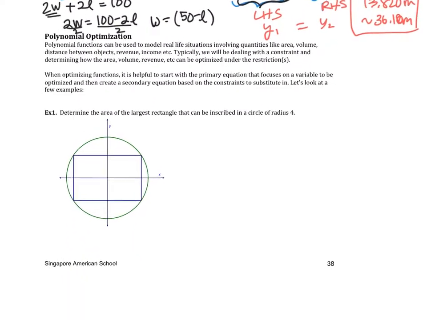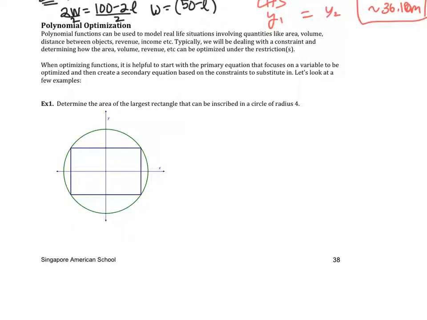All right, so this lesson is about optimization. Polynomial functions can be used to model real-life situations involving quantities like area, volume, distance between objects, or revenue and income. Typically, we will deal with a constraint and determine how it can be optimized, a maximum or a minimum, under the given restrictions. When optimizing functions, it's helpful to start with the primary equation that focuses on the variable to be optimized. So let's try it.